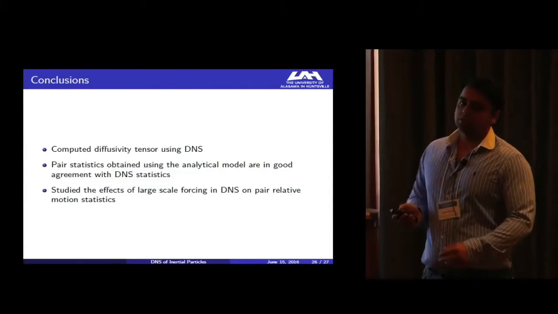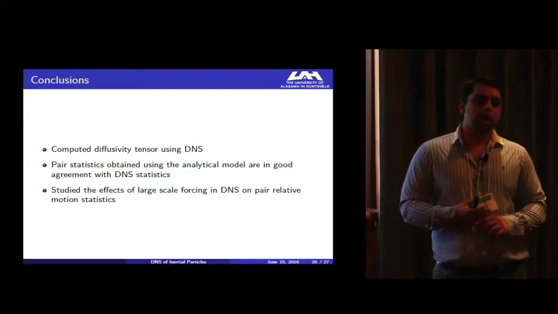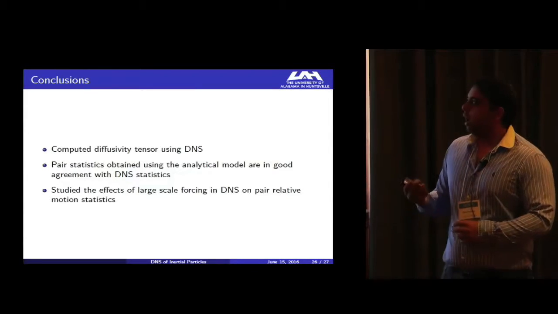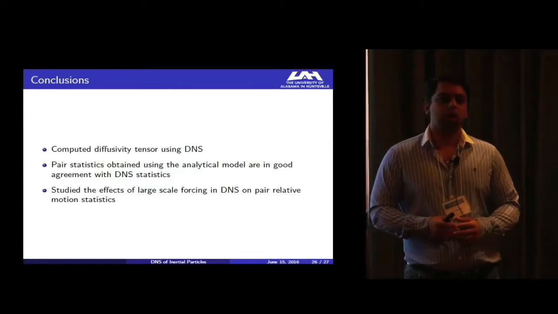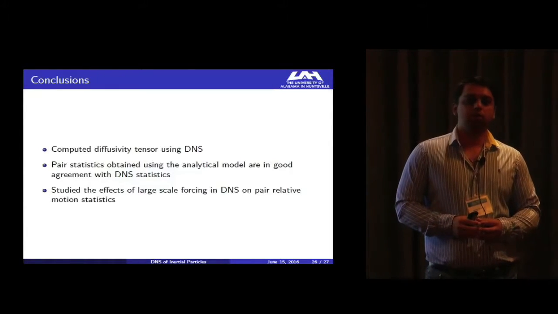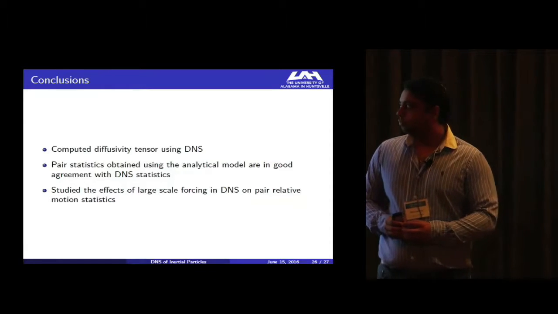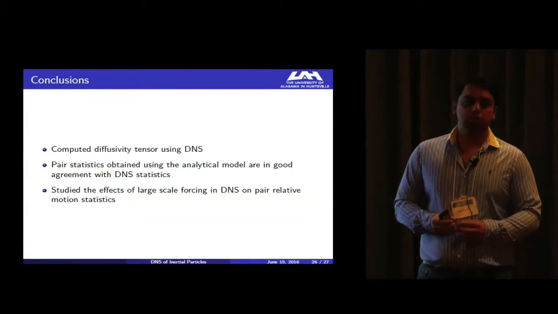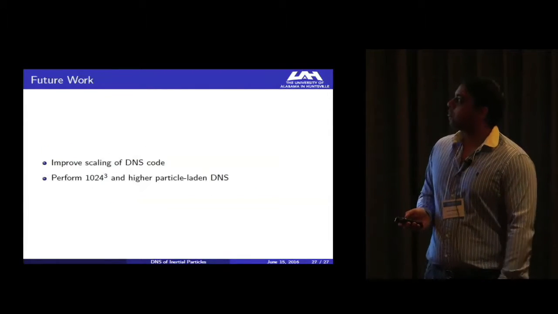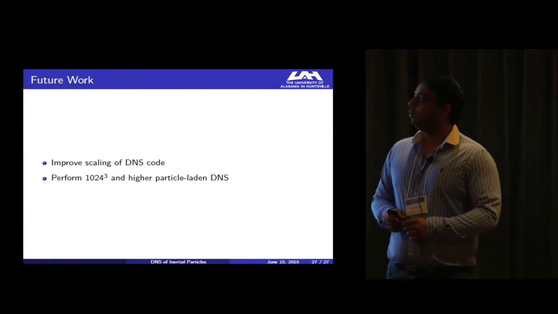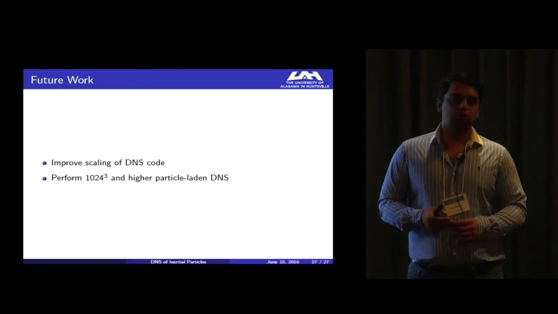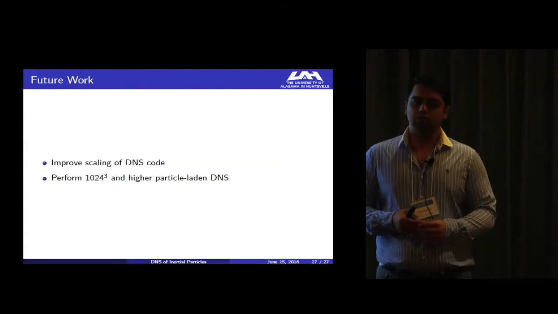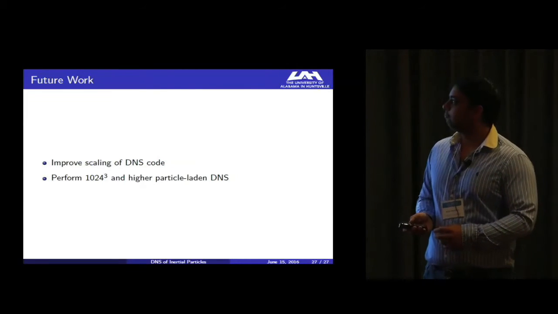In conclusion, we computed our analytically closed diffusivity tensor using DNS, and the pair statistics obtained using our analytical model are in very good agreement with the DNS results. We are also currently studying the effects of forcing on the relative motion statistics. For future work, we will try to improve the scaling of our code further and perform 1024 and even larger DNS simulations. So thank you.